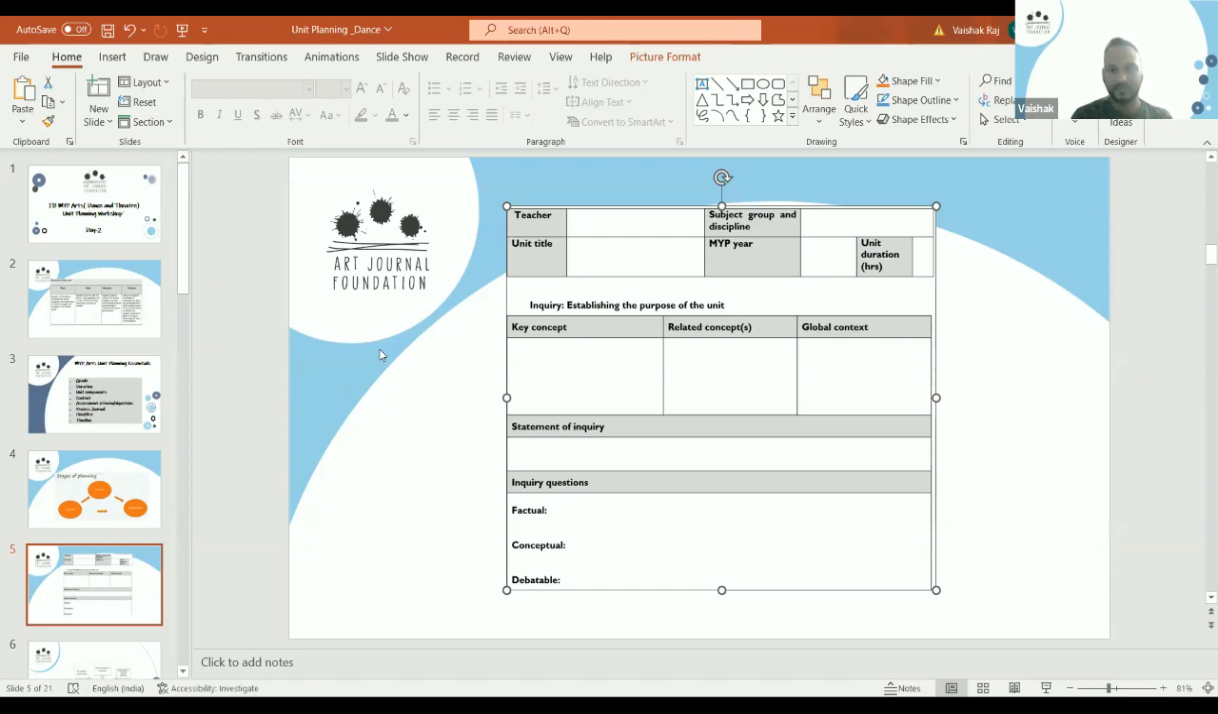Just give any title. Sir, I'm giving the name as road trip because I'm working on a unit plan where I'm showing students about the cultural dance, how it evolved. Okay. So road trip, you are giving the name as road trip. Nothing wrong. Yeah. Nothing wrong, Shubham.